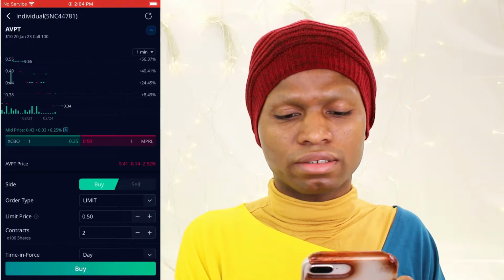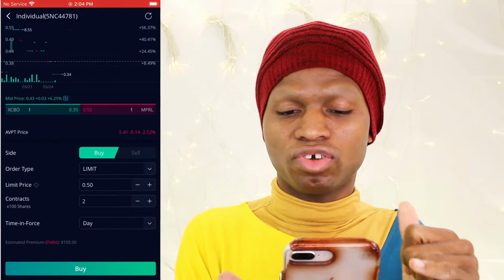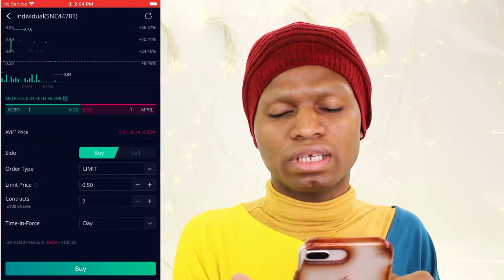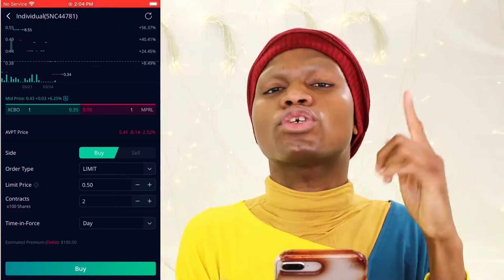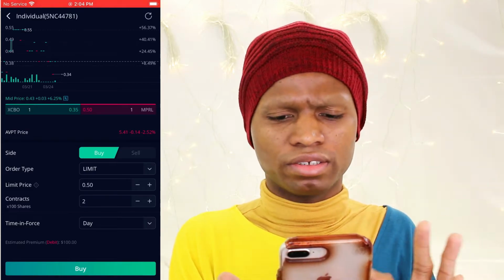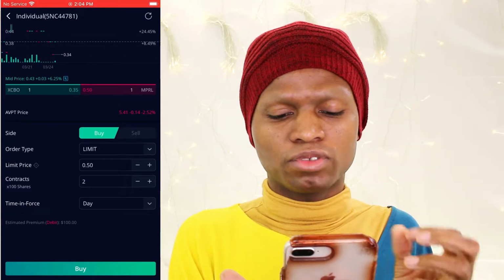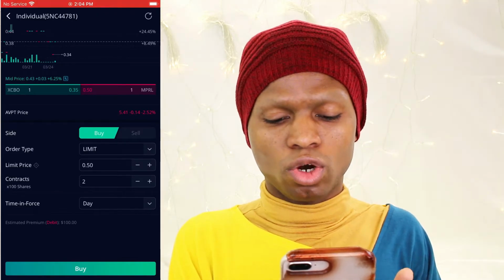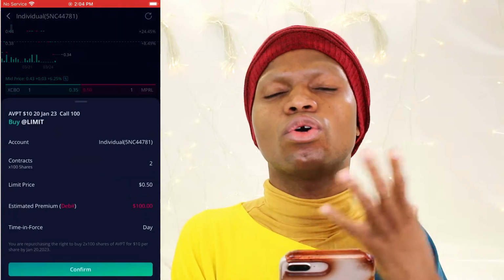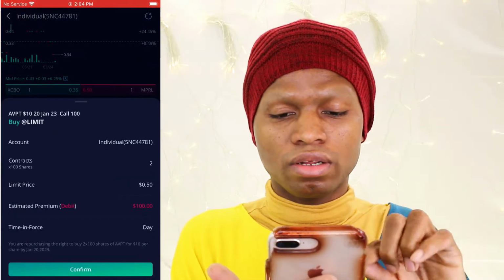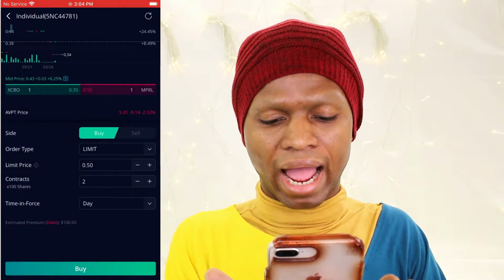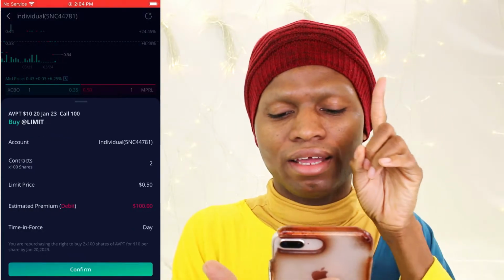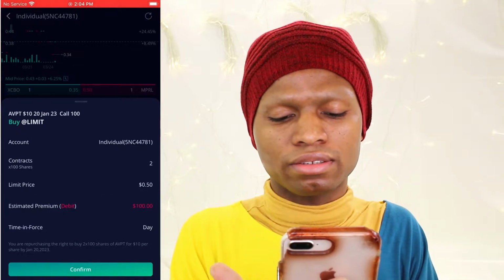So you click on that, you see the buy in the green and the sell, that's the ask price. Add 50 cents. Remember, 50 cents times 100, so it will be $50, right? So if I'm to do for 2 contracts, right, it would be $100. So in order to cancel this while still holding on to my shares, I'll click on buy. You are repurchasing the rights to buy AVPT for $10 per share.